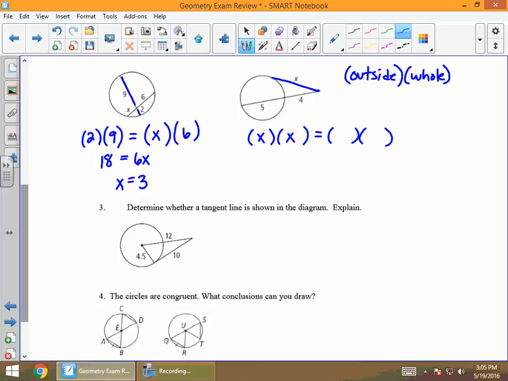So it's x squared. Okay, when I look at the other piece here, this piece out here, the outside piece is 4 units long. The whole piece is that 4 that's outside and the 5 that's inside. So that whole piece is 9. All right, x times x is x squared. 4 times 9 is 36. Solve by square rooting both sides, and x is equal to 6. So x would have to be 6 units long.